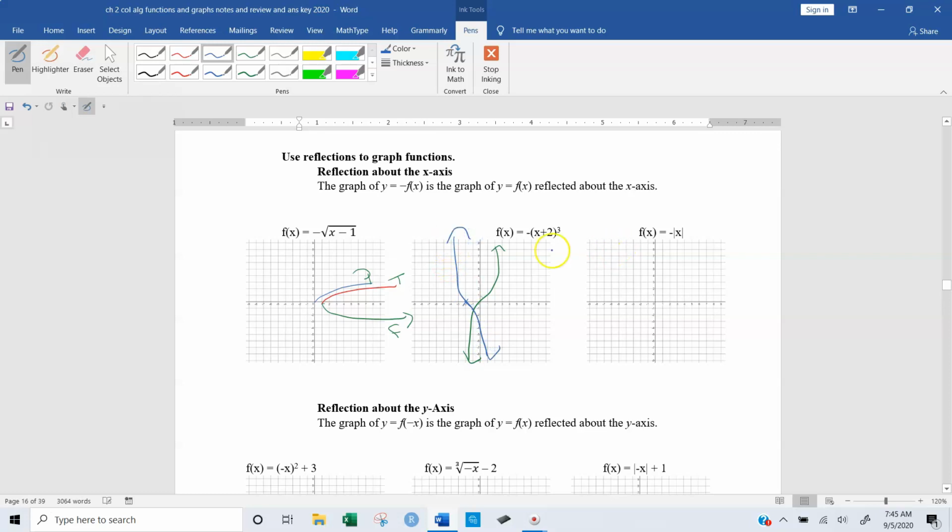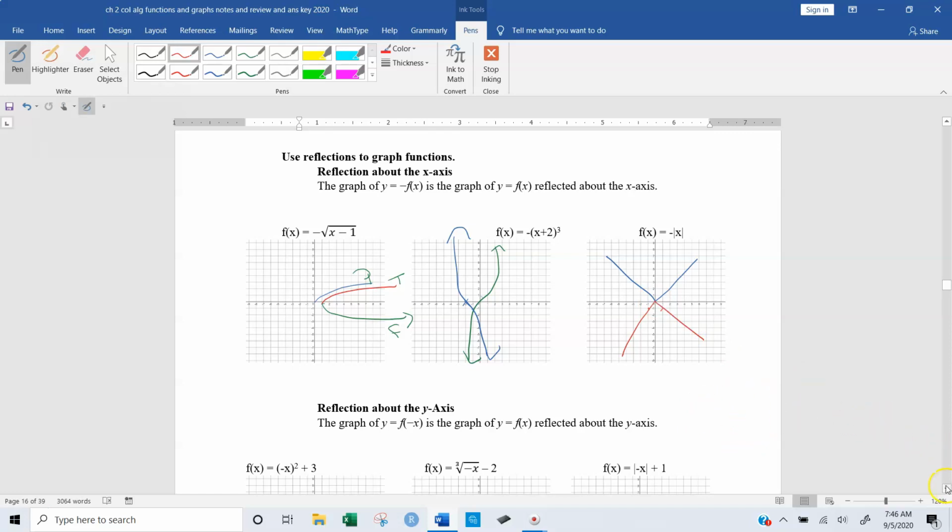That's your transformation. This one here, you should have had a parent graph of your absolute value. There's nothing attached with the x, so it doesn't move left or right. It just reflects over the x. So instead of going up 1, left and right 1, you go down 1, left and right 1. And there is your new graph. Okay, I hope you did well.